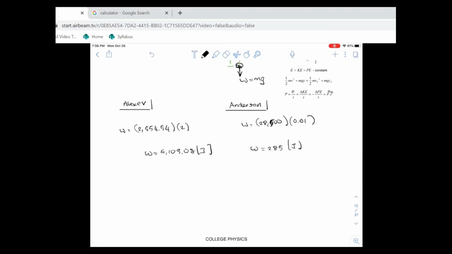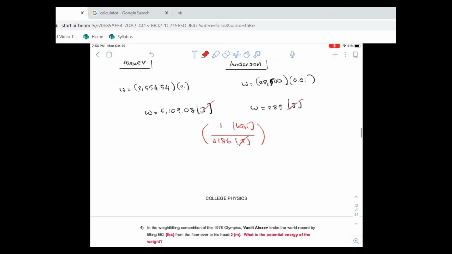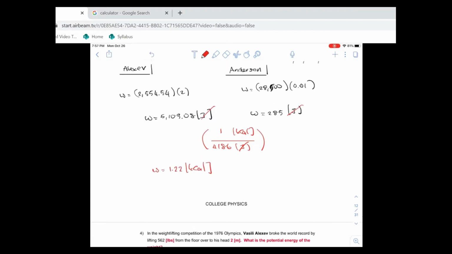Okay, so this is a conversion exercise. Both of them will get multiplied by the conversion factor. So let's go from joules to calories. 1 kilocalorie is going to be 4,186 joules. So the guy on the left, the amount of work that he does is going to be 1.22 kilocalories. All right, so this is for Alexev, and for Anderson, it's going to be 0.07 calories of work.